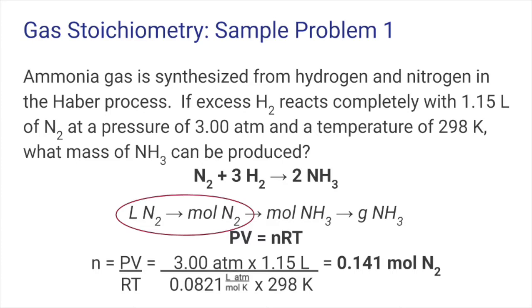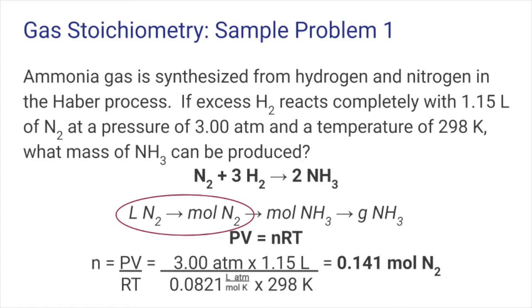For this reaction, we'll end up with this balanced equation. 1 mole N2 plus 3 moles H2 yield 2 moles NH3. So ultimately, we'll need to convert the liters of N2 into moles of N2, which will convert into moles of NH3 and then into grams of NH3. For now, let's use the ideal gas law solved for n to convert the volume of N2 gas into moles. We'll need to take 3 atmospheres times 1.15 liters divided by 0.0821 liter atmosphere per mole Kelvin and 298 Kelvin to get 0.141 moles of nitrogen gas.